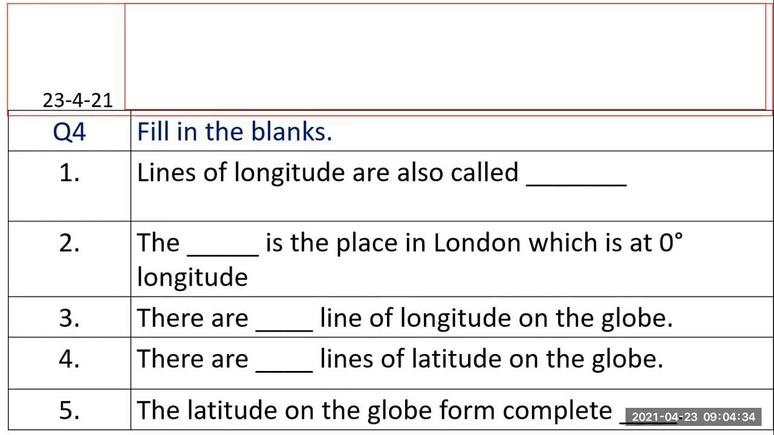Then the next one, fill in the blank, is in front of you. The lines of latitude on the globe form complete dash. When we're talking about the lines of longitude, we say that all the lines join from pole to pole. But in case of latitude, all the lines on the globe form complete dash.